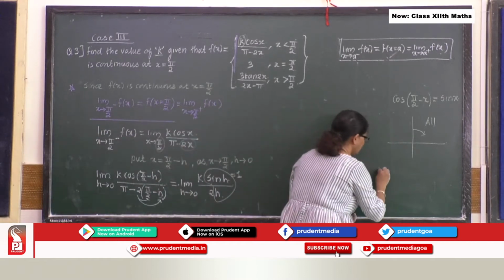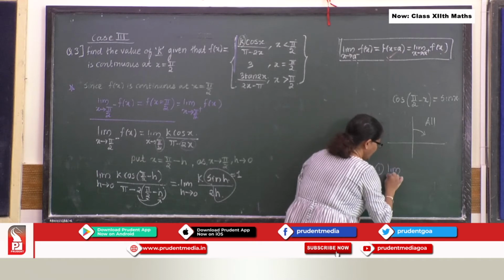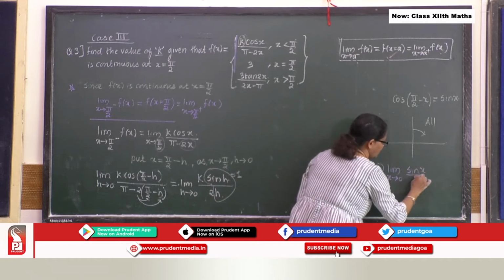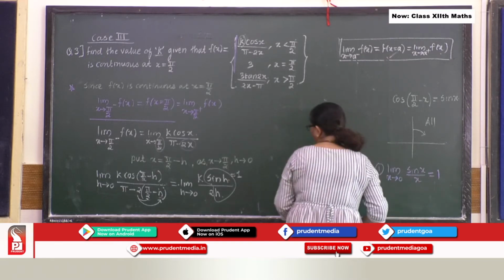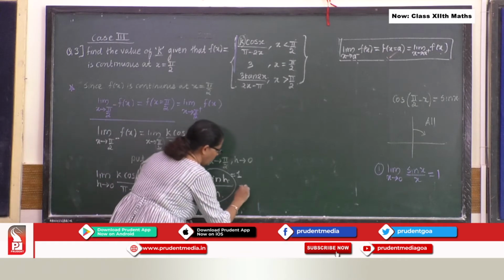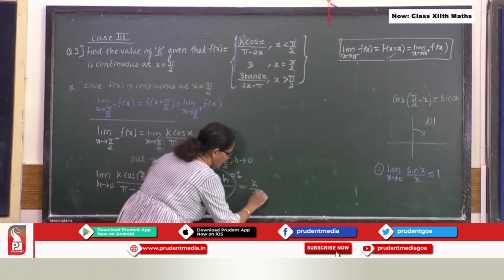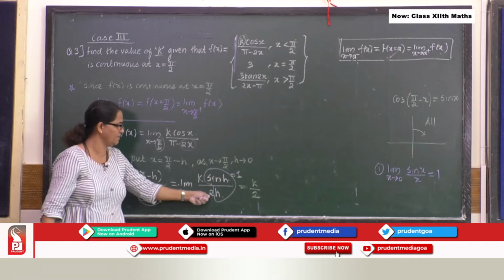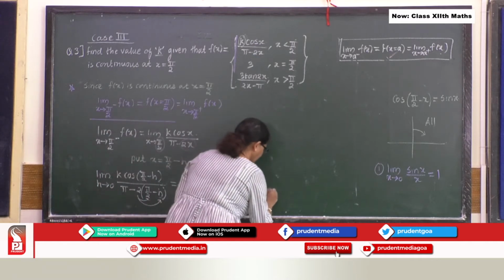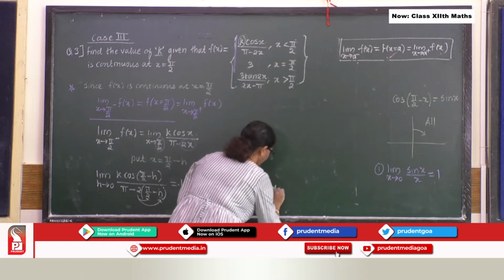We discussed this formula several times. So limit x tends to 0, sin x upon x is equal to 1. So this part becomes 1. And what is left now? The left part is k by 2. See, k by 2. What is left? K by 2. So this is my first condition.